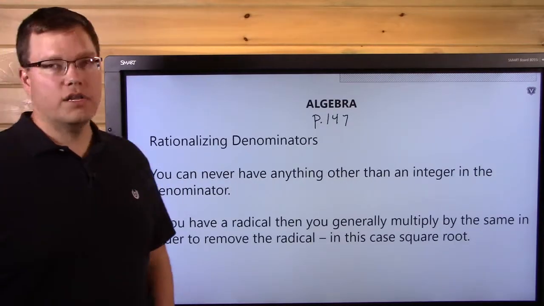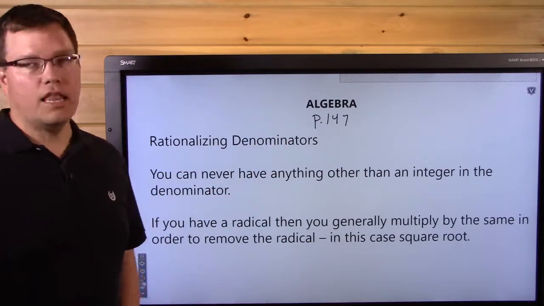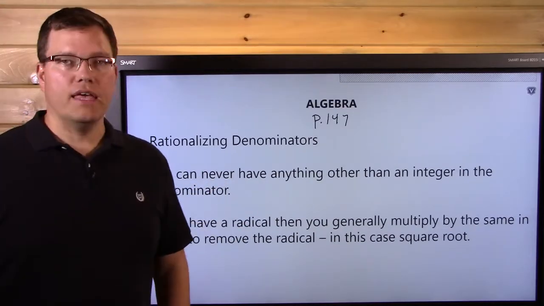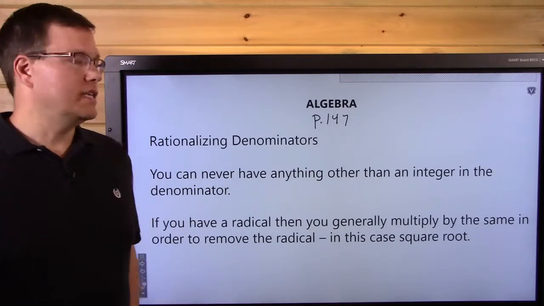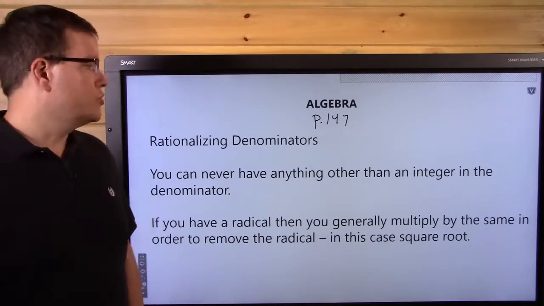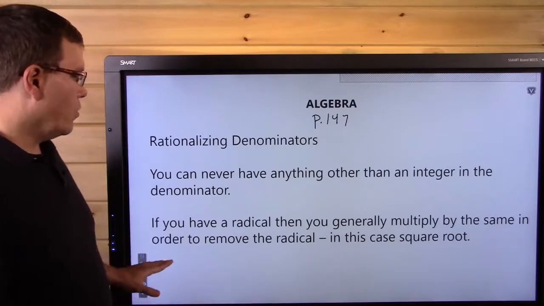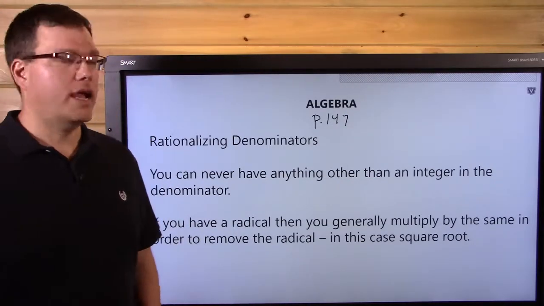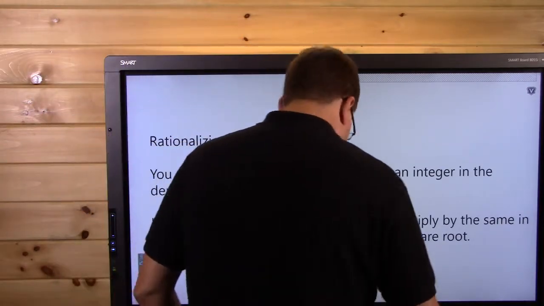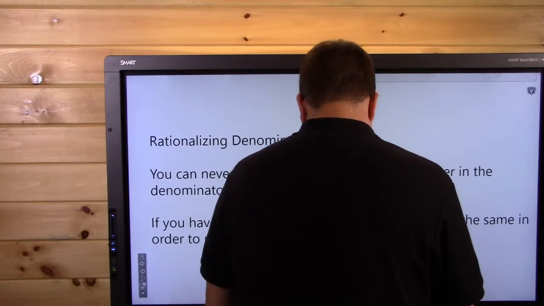So here's the you ought to know. Let's try both of these problems, okay? So let's talk about rationalizing denominators, page 147. You can never have anything other than an integer in the denominator. If you have a radical in the denominator, then you should multiply it by itself in order to remove the radical, right? In this case, a square root. So let's see what that would be if we're talking about getting rid of the square root.